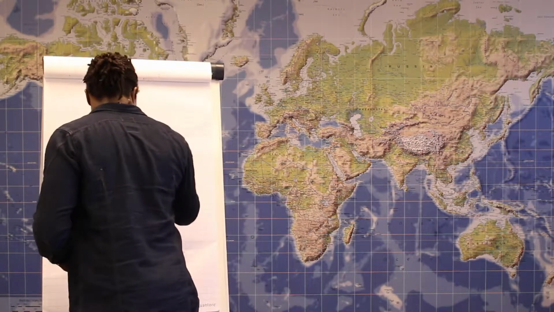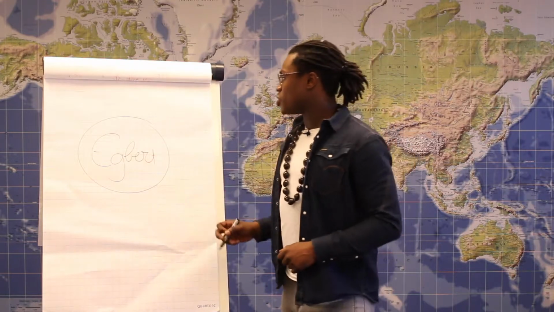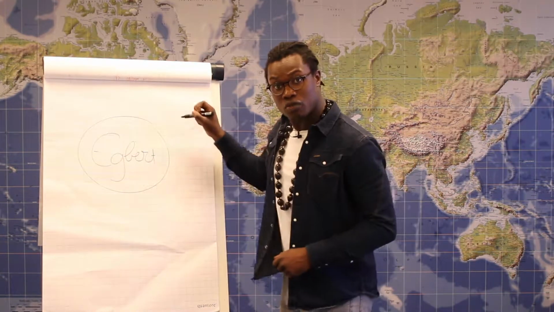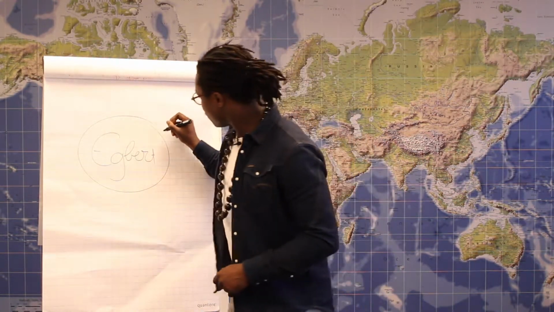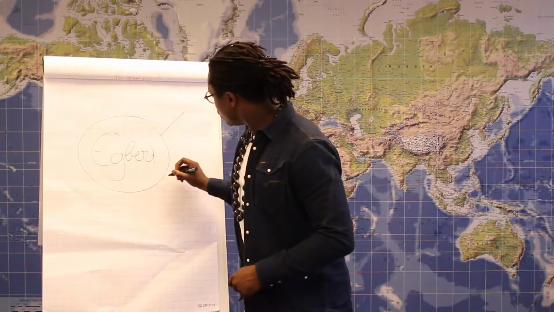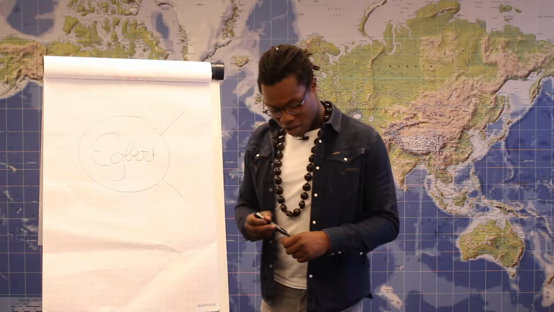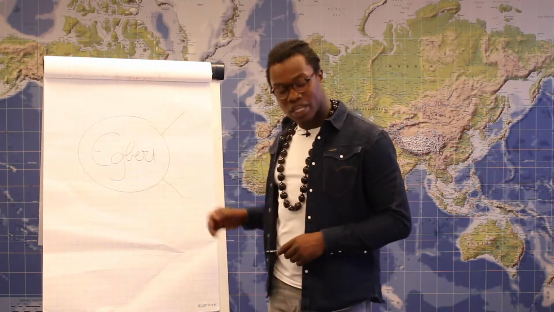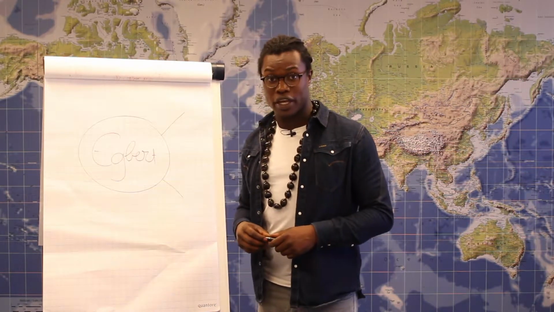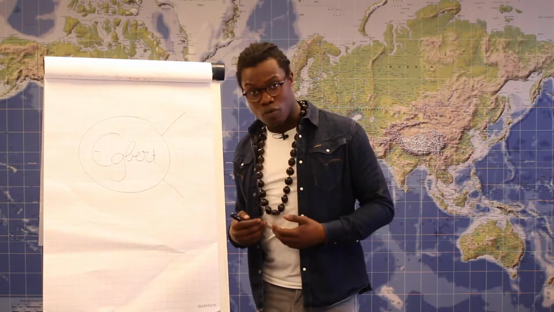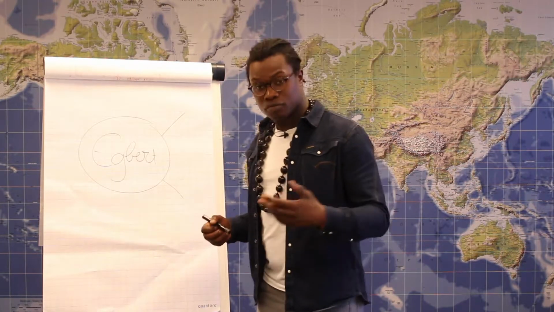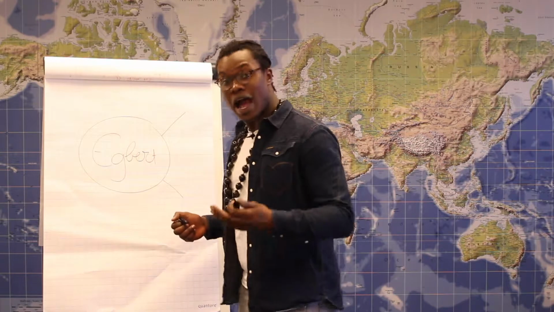As you already know, my name is Egbert. Put your name in the middle and draw a circle around it. Then you need to draw certain lines, and these lines are very important because they represent the roles that you have in society. When it comes down to my roles in society, you're already experiencing one. I'm a trainer.